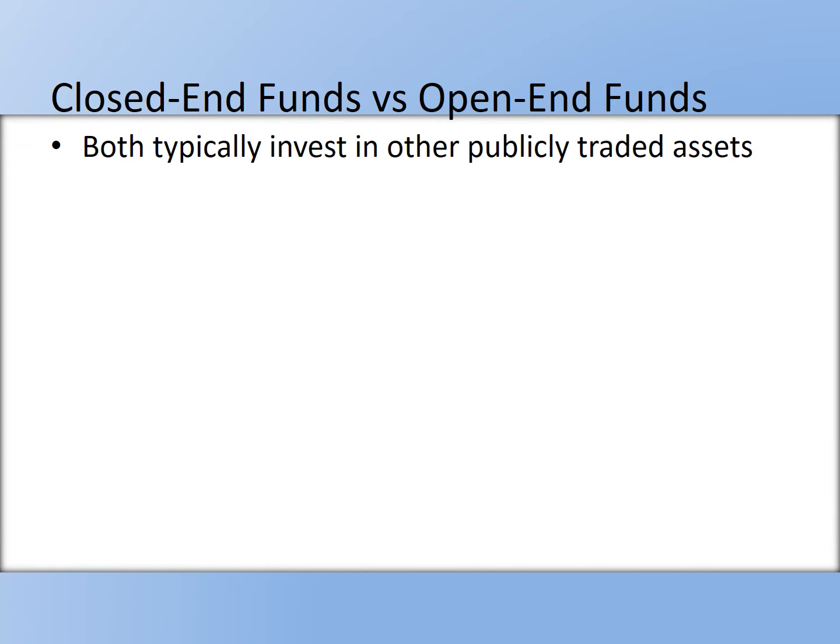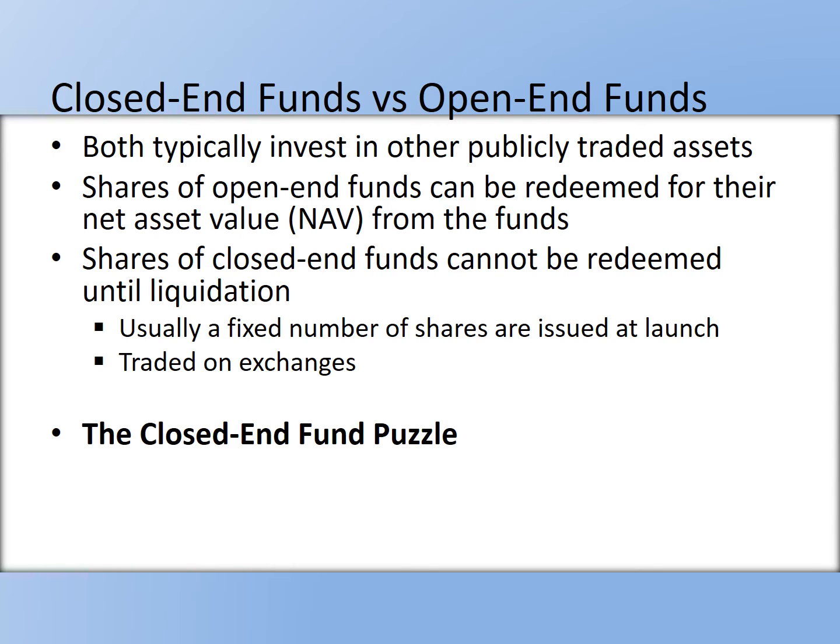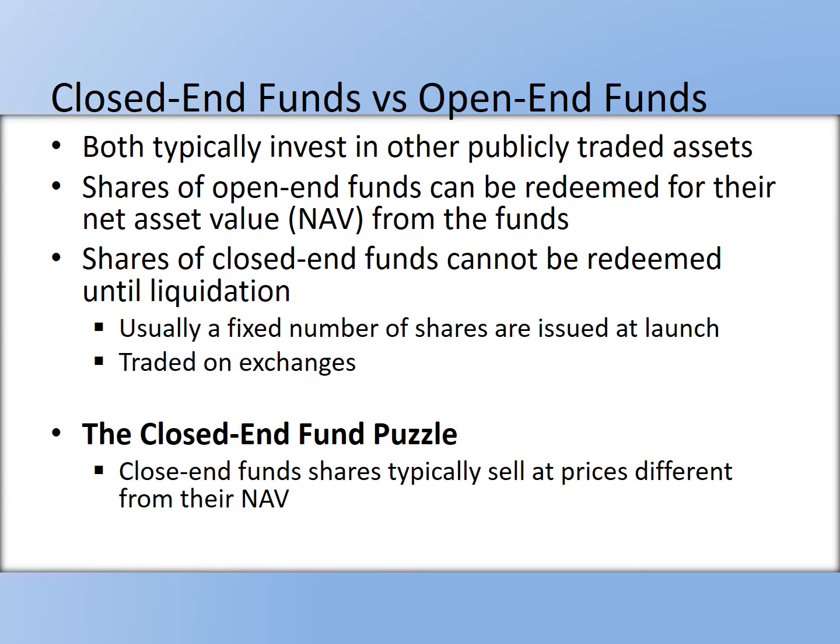And then we have the closed-end fund puzzle, which is the fact that closed-end funds typically sell at a discount from their net asset value. So I hold like $50 worth of HSBC, and my fund is only selling for $45. Now, why would that be the case?